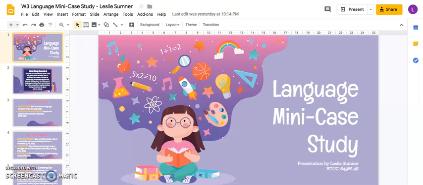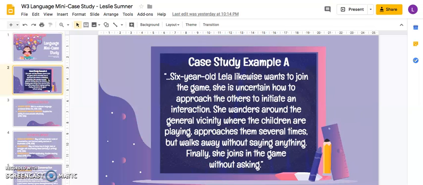Hi, I'm Leslie Sumner, and I'm going to present a language mini case study. The example that I chose is letter A, which describes 6-year-old Layla who wants to join in a game with 2-year-olds, and she's uncertain how to approach the others or how to initiate interaction, and she wanders around, eventually joining in the game without asking.